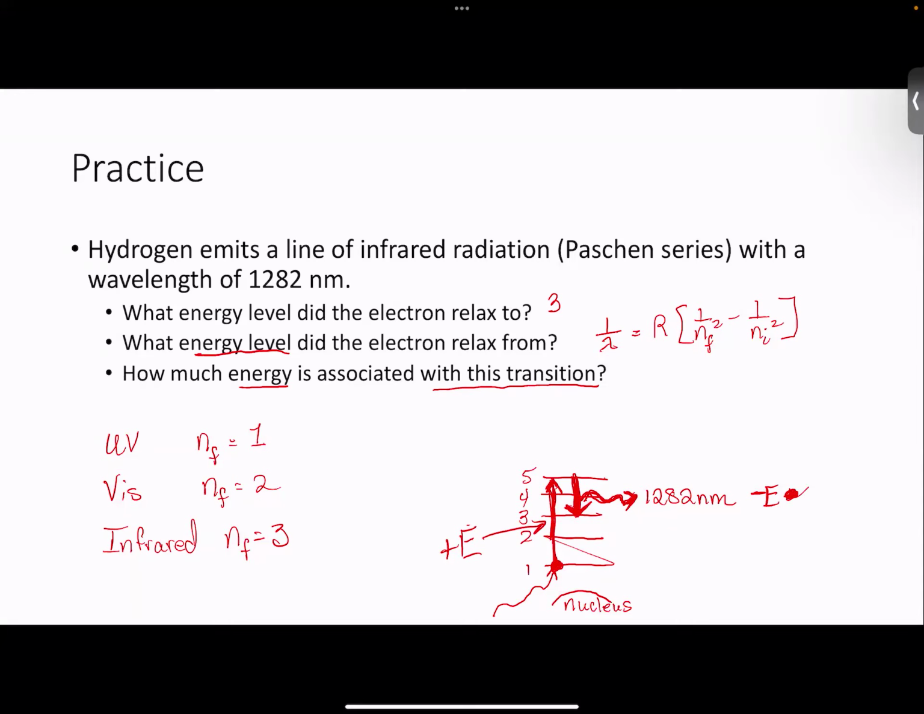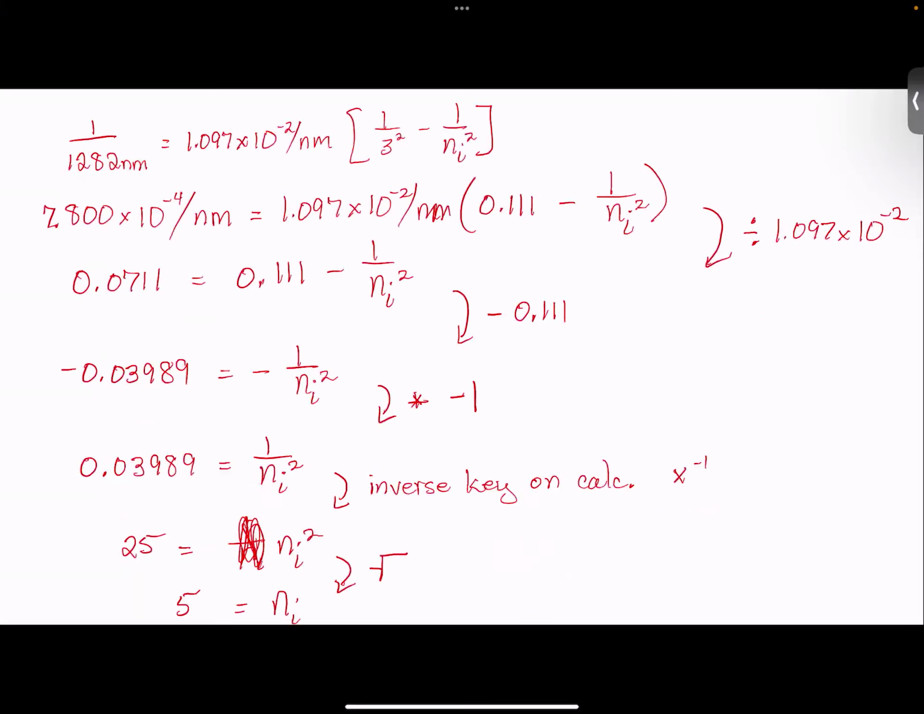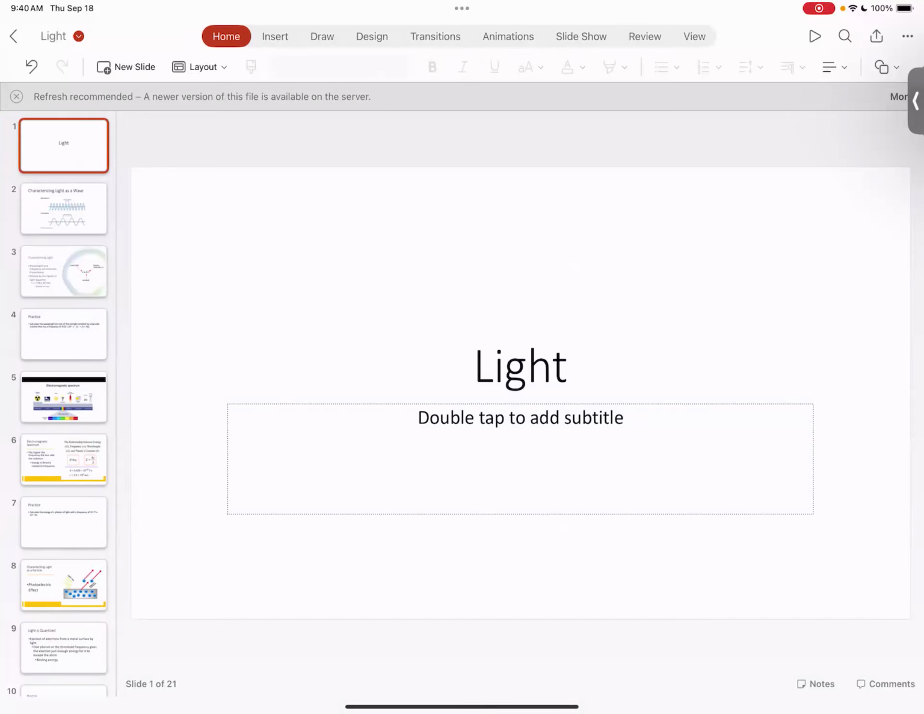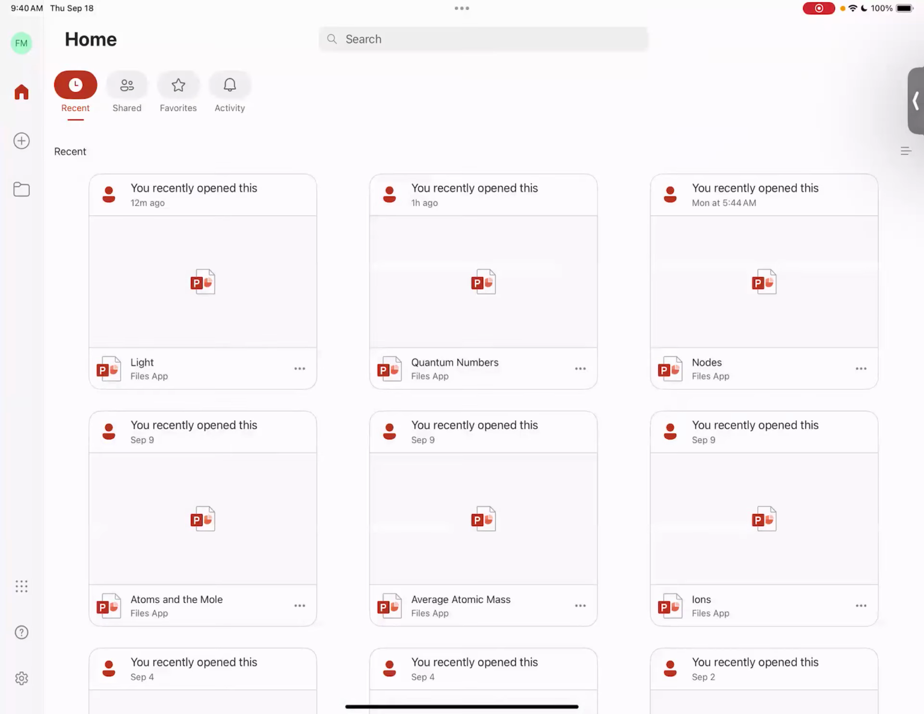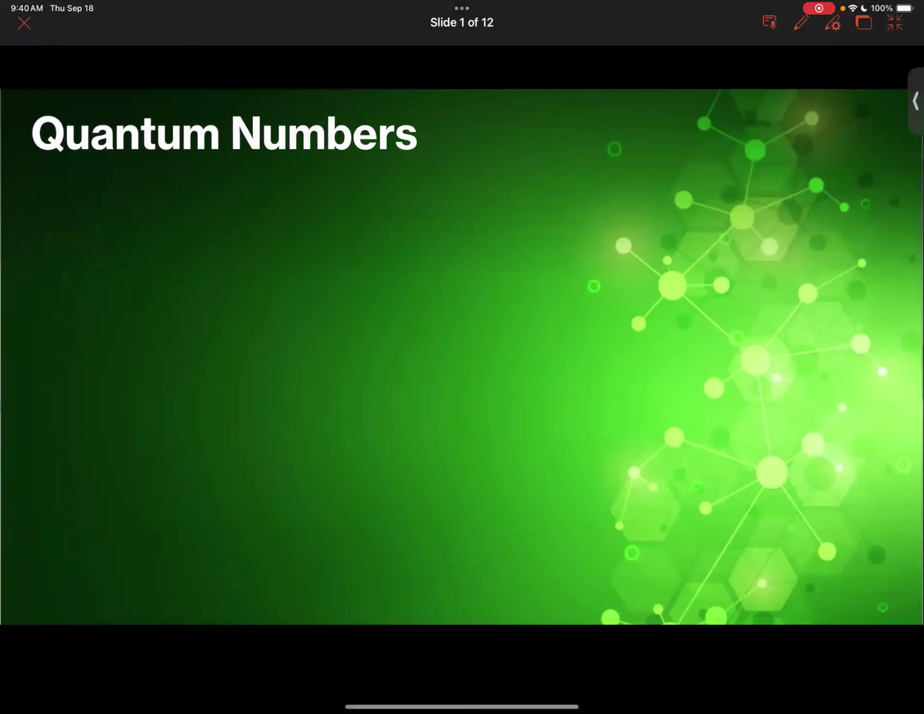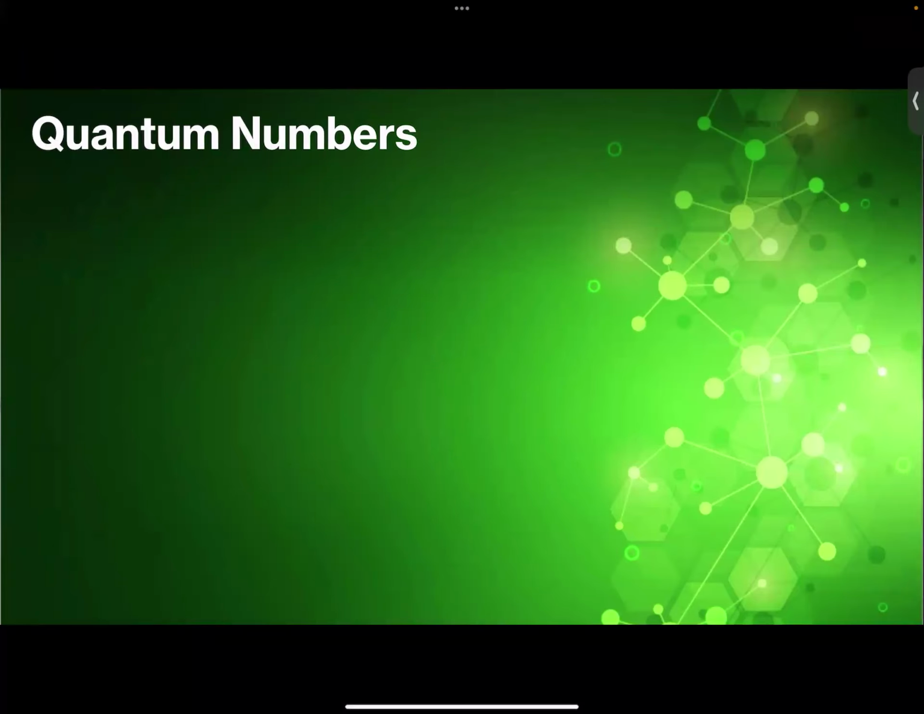Questions? Okay. Then let's move on to quantum numbers.